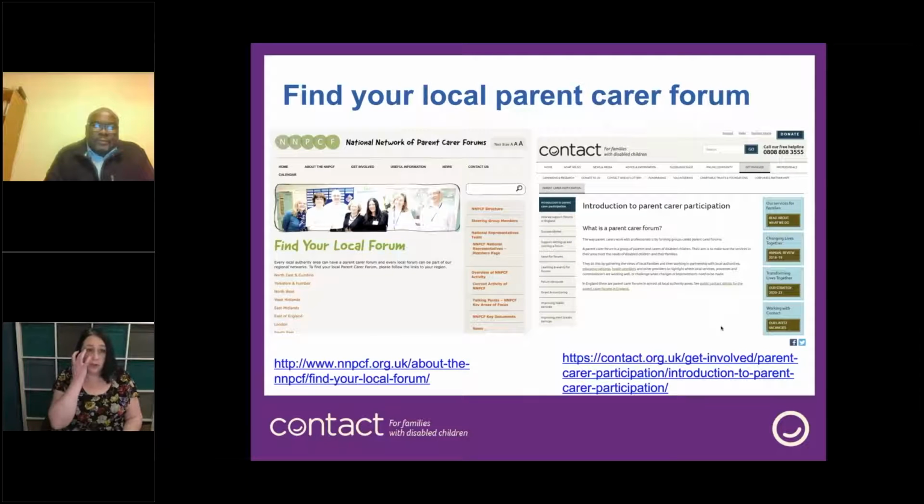So just the last slide really is just to say, if you don't know where your local parent carer forum is, if you don't know who is your local parent carer forum, there are two places that you can go to find out.